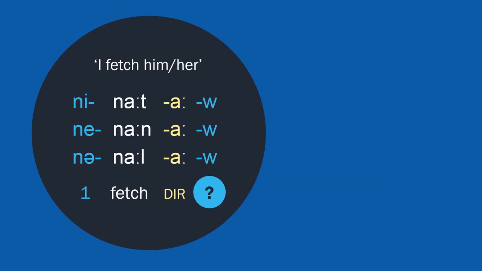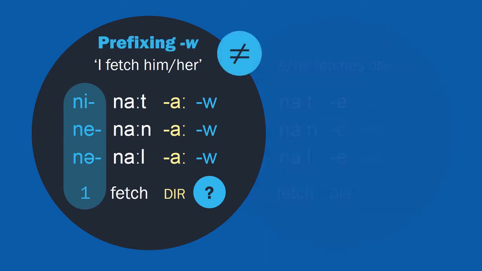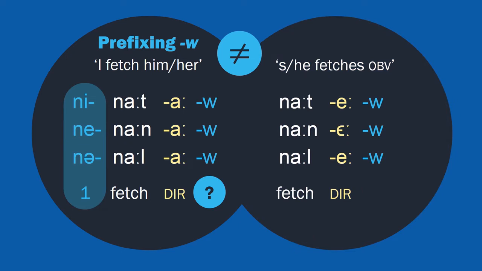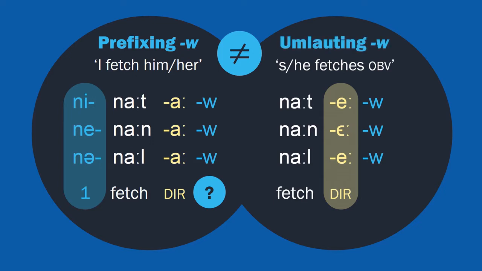Something that should be made clear from the start is that there are actually two distinct W suffixes. There's a W that always co-occurs with a person prefix, like in these forms. I'll call this prefixing W. And there's a distinct W that always appears without a person prefix, as in the forms that mean "she or he fetches someone else." Notice that before this other W, the direct theme sign changes from A to Ā. This is a process that Goddard calls umlaut, and it's triggered only by this other W suffix, so I'll call the other suffix umlauting W.